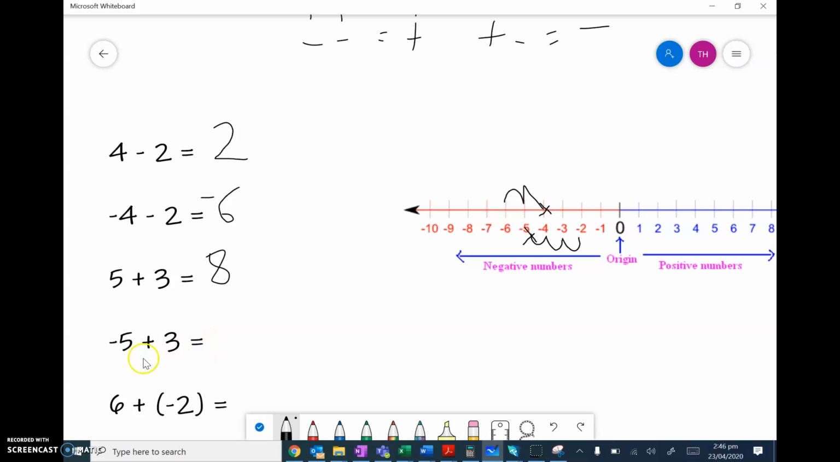So this is not saying a negative and a positive combined. Yes, it did happen to be a negative answer this time, but this is always our starting point, and this is how much we have to add on. So we're going up, the plus means up by 3, so I'm going to have -2.